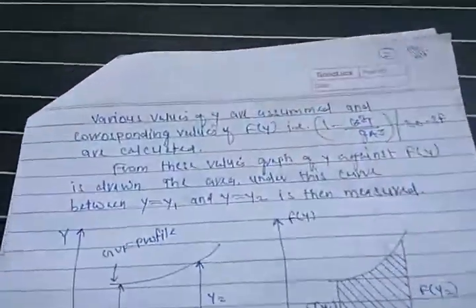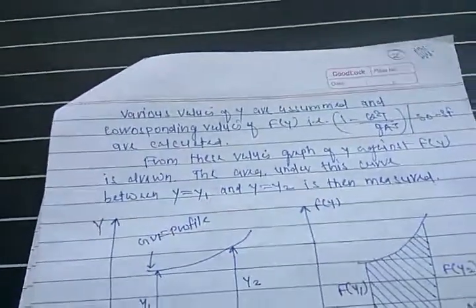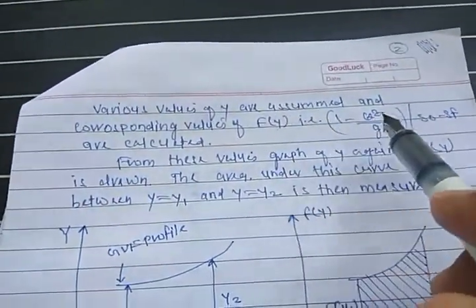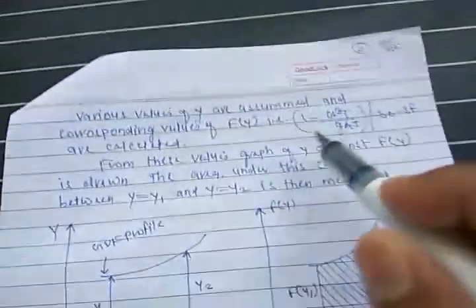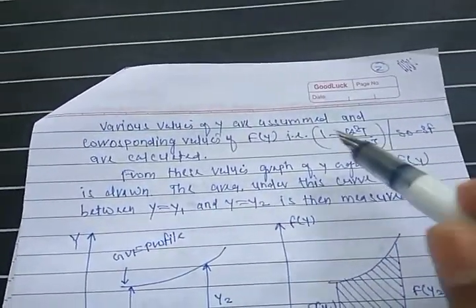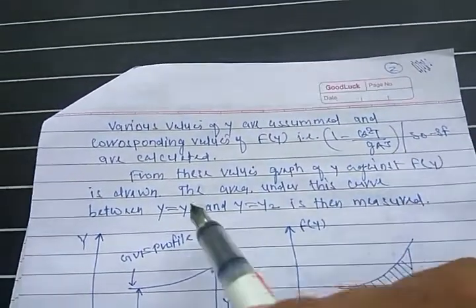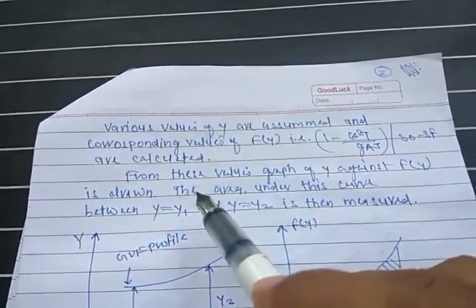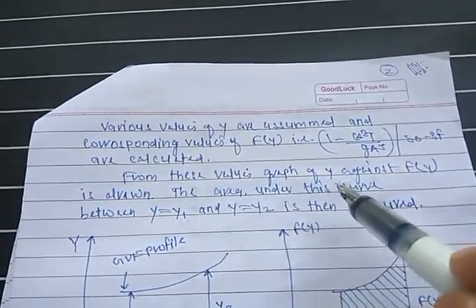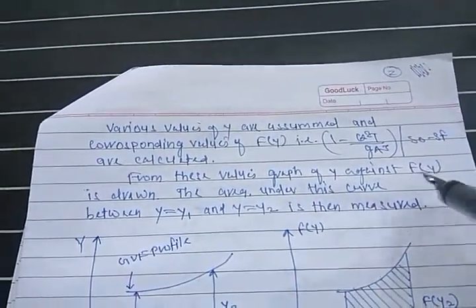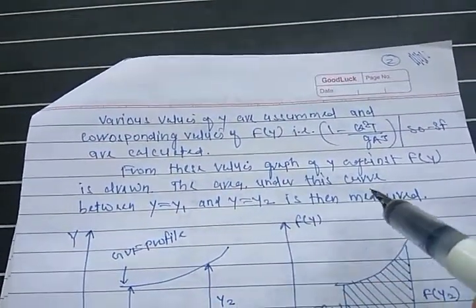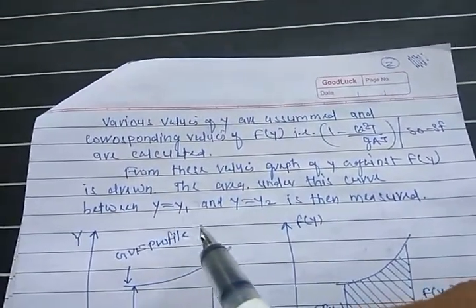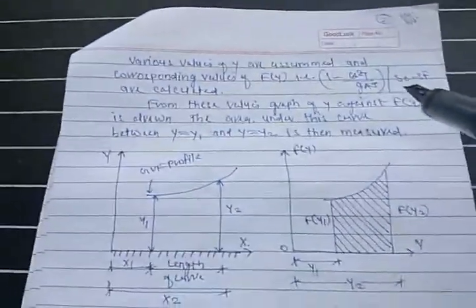Next, actually from here the trial and error starts. Various values of y are assumed, and the corresponding values of f of y, that is (1 minus Q squared T upon g A cubed) divided by (S0 minus Sf), are calculated. From these values a graph of y against f of y is drawn. The area under this curve between y equal to y1 and y2 is then measured.